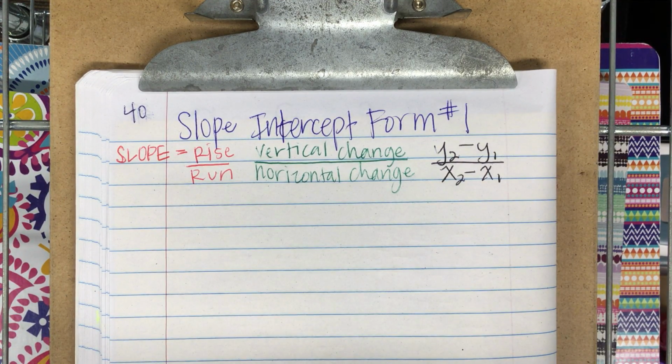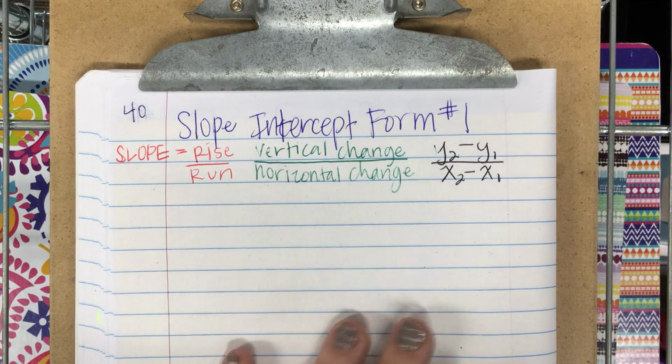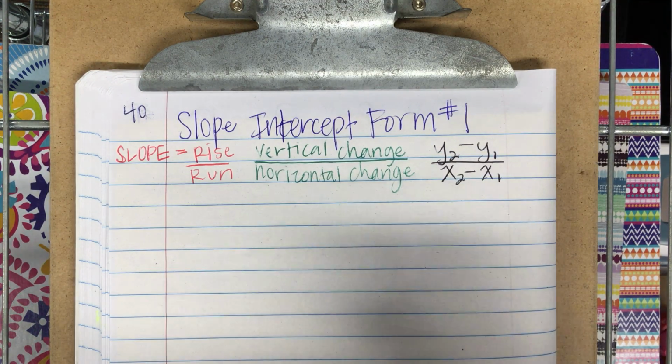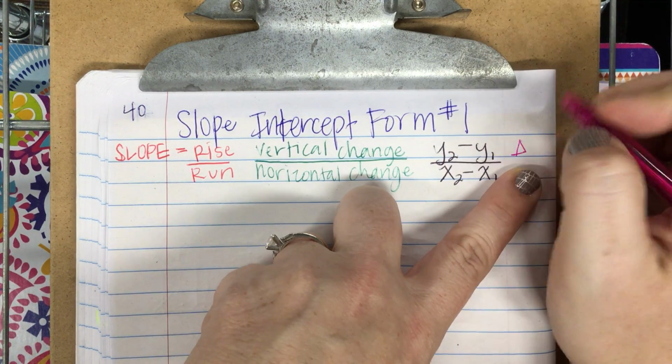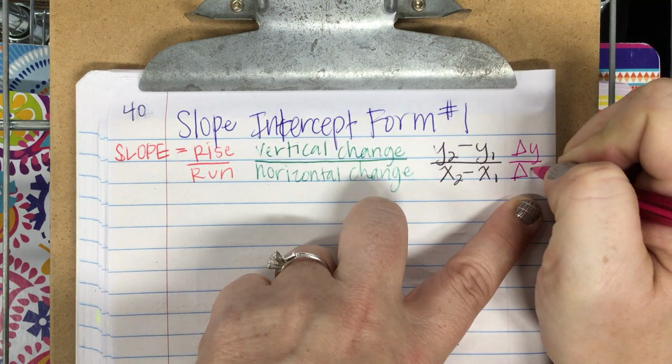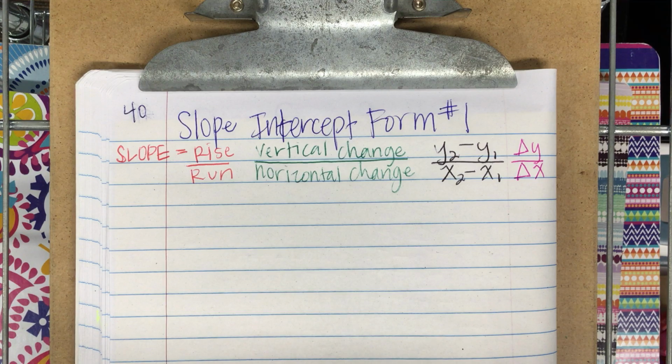The change means subtraction. So we're doing y2, the y from the second ordered pair, minus y1, the y from the first ordered pair, over x2 minus x1. All of these are changes. Another way of writing it is delta y over delta x. In physics especially, the Greek letter delta, the triangle, means change.